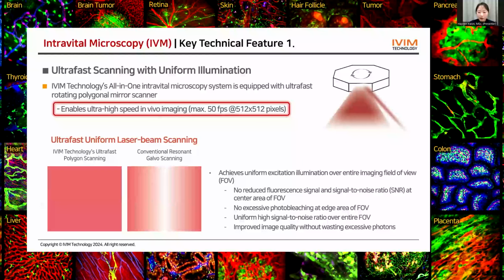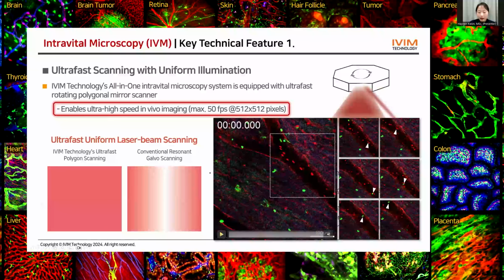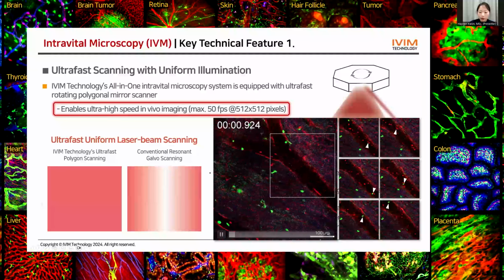So let's take a closer look at these key features. IVM imaging systems are equipped with ultra-fast polygon mirror scanners, speed up to 50 frames per second, leading to capture the dynamics of fast-moving cells like the red blood cells or the green neutrophils flowing inside of the blood vessels in the heart.